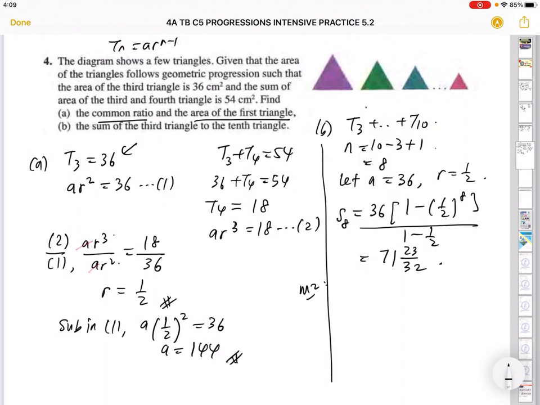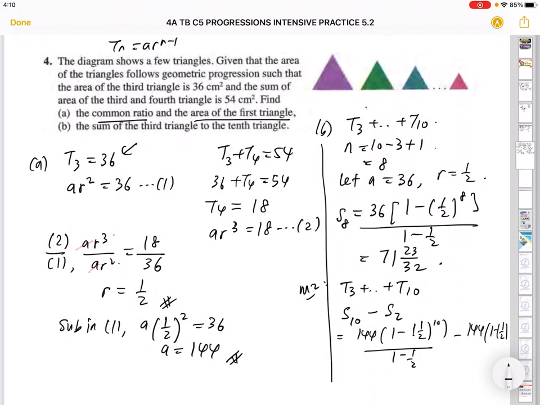I think I explained some of this in the previous videos. So this is T3 to T10. T3 to T10 is basically S10 minus S2. If you use S10, S10 will be 144(1 minus half power 10) over 1 minus half. S2 will be the sum of the first two terms. We can just use 144(1 minus half power 2).